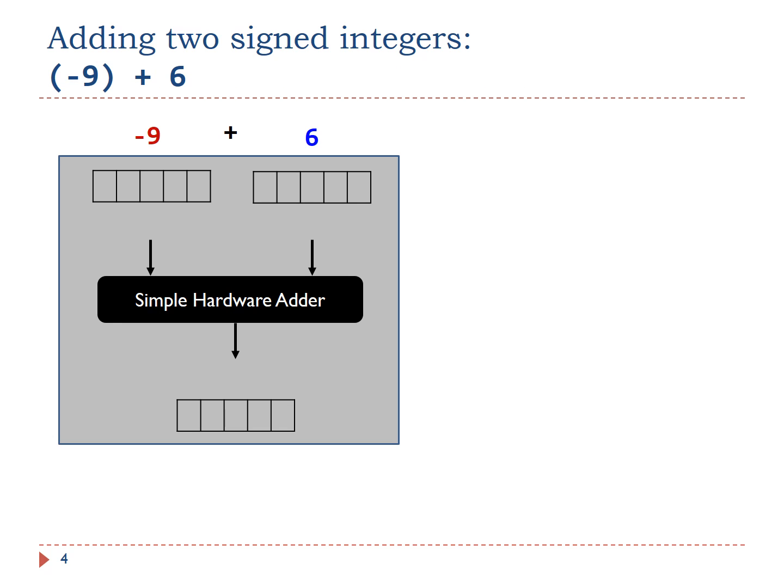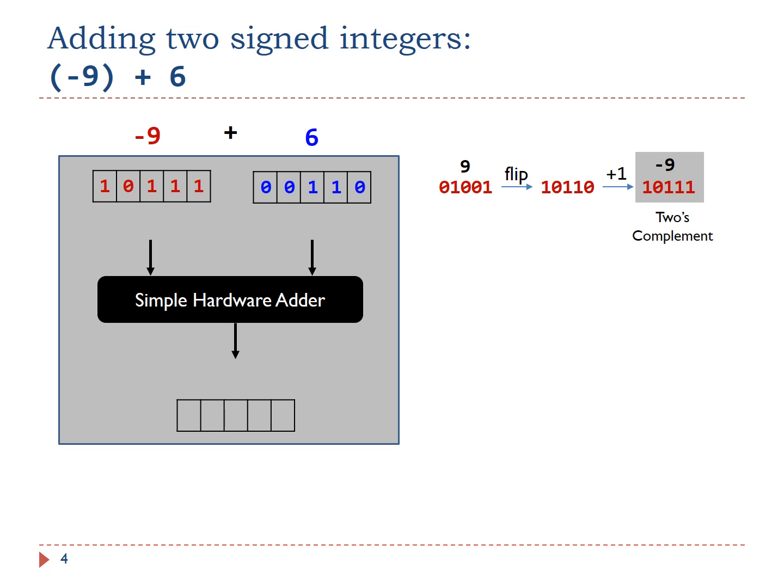We will use a very simple example to show that the hardware adder for adding unsigned numbers also works correctly for adding signed numbers. Suppose we are adding -9 and 6. These two signed numbers are represented in 2's complement in computers. Specifically, we can obtain the 2's complement representation of -9 by flipping all bits and adding 1. The 2's complement of a positive number is itself.